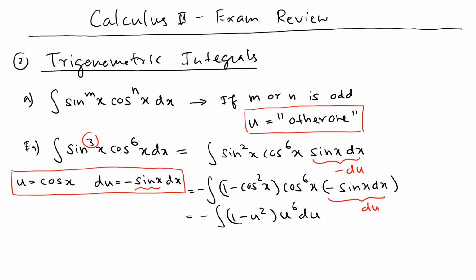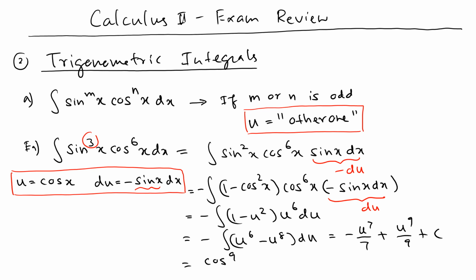Okay, good. How to do this? Distribute. If you distribute, you're going to get negative the integral of u to the 6 minus u to the 8 du. This is very easy to integrate. So this is negative u to the 7 over 7 plus u to the 9 over 9 plus c. But u equals cosine, so you put that back in. So this is cosine to the 9 of x over 9 minus cosine to the 7 of x over 7 plus c. So that's what you get. Okay, very simple. So let's do another problem.